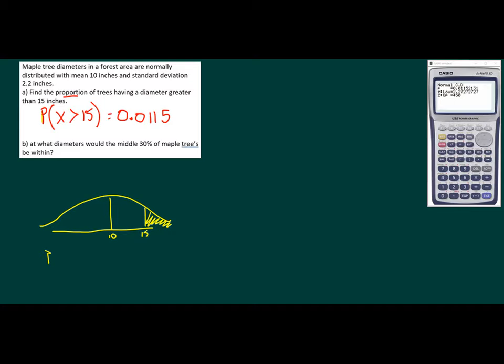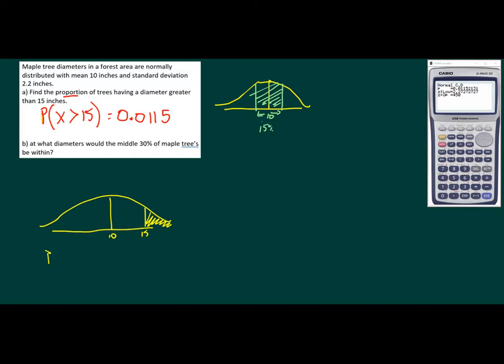Okay, for the second question, what diameters would the middle 30% of the trees be within? So let's draw our normal distribution like this, very rough, but we're looking at the middle 30%. So that's 15% either side of the mean. We know the mean is 10, and we're looking for the 15% either side of the mean.